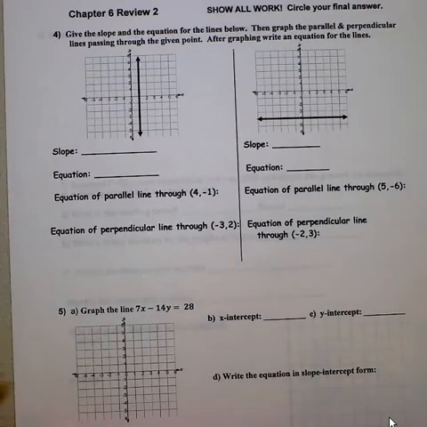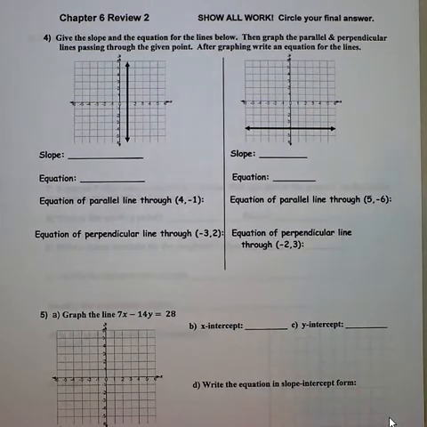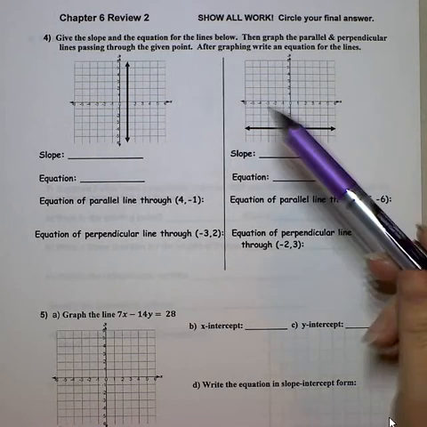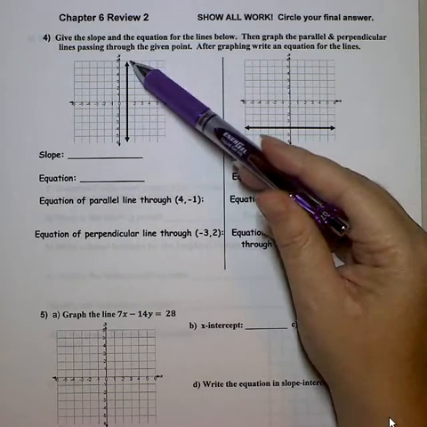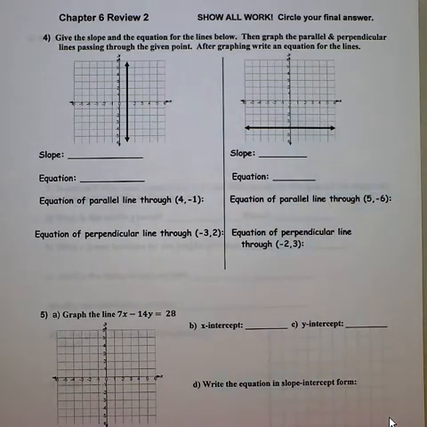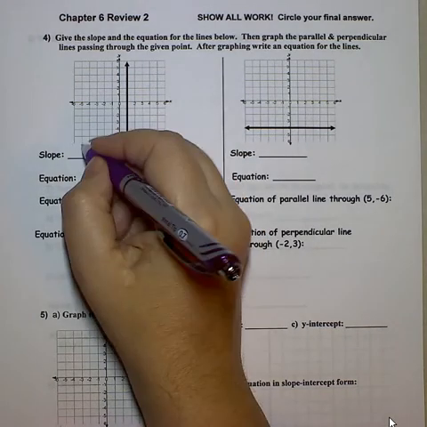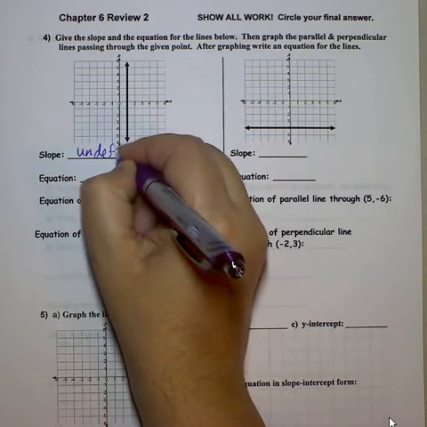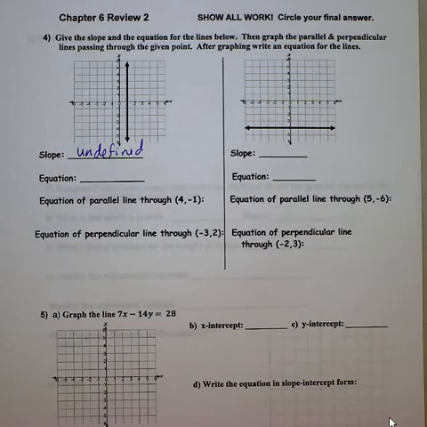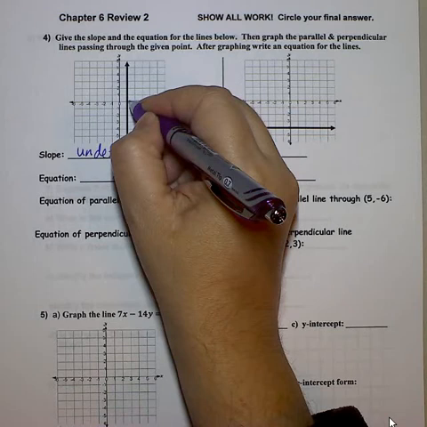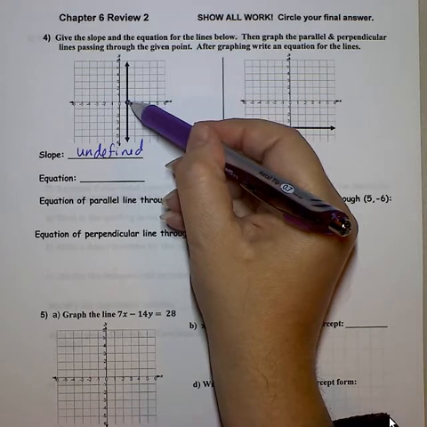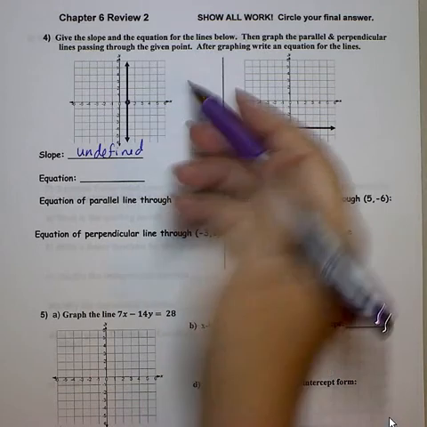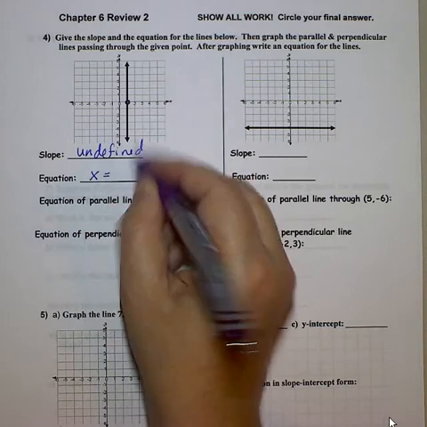Alright, so now number 4. Number 4, it says to give the slope and write the equations for the following. So what's the slope of a vertical line? Undefined. Now, it says to write an equation. So what is this number right here? It's a 1. Is this my x-axis or my y-axis? My x-axis. So that means that this is x equals 1.